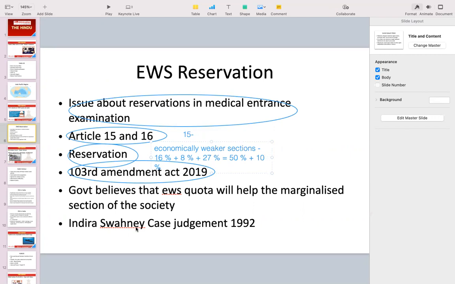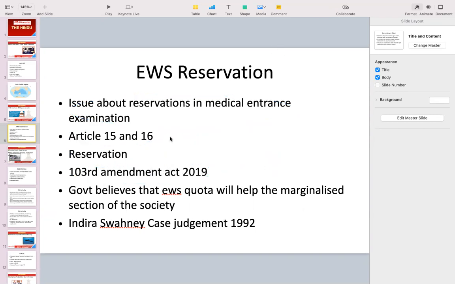And that is the issue being looked upon by the court as of now: if you calculate all of this, what is the total reservation now? 60%, right? So as per the Supreme Court's own judgment, reservation cannot exceed 50%. So this is what the courts are looking at, and this is the background story about it.